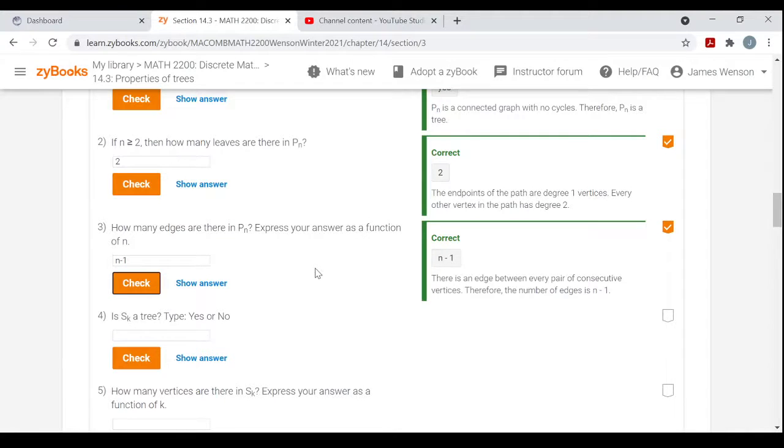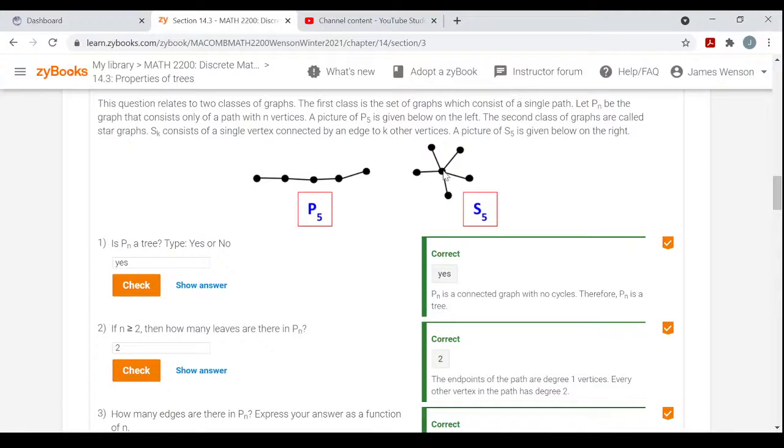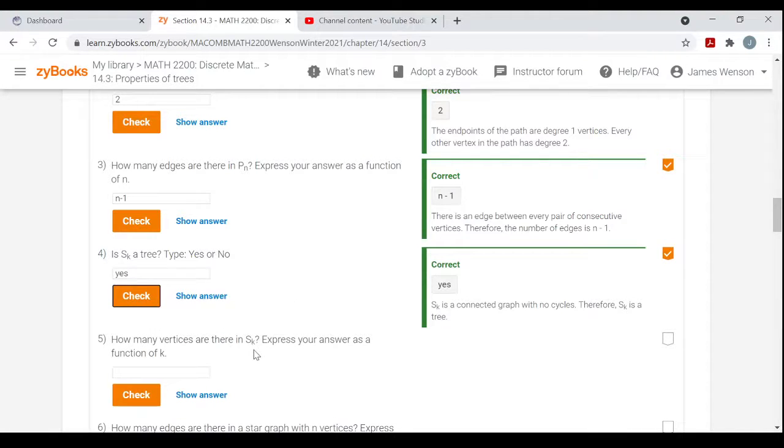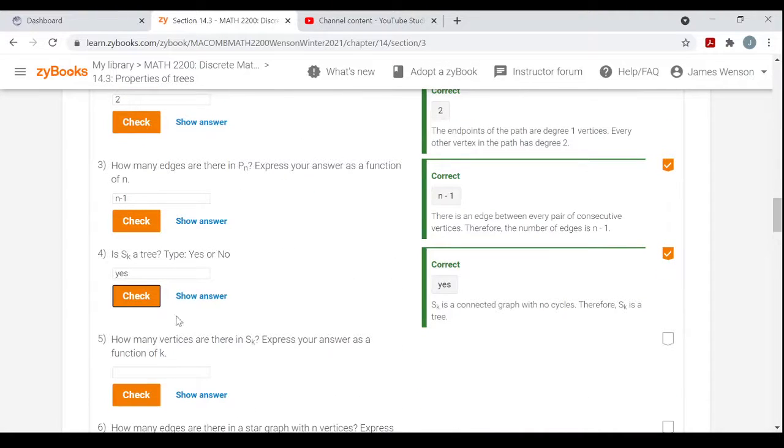Now let's look at these star graphs. Is S sub k, so again, that's a vertex with an edge going out to k other vertices, a tree? Well, let's look at S5. There's no cycles in here, so yeah, that would be considered a tree. How many vertices are in S sub k? Well, you see S5 here has 6 vertices. S6 would have 1 vertex with an edge to 6 other vertices, so it would have 7 vertices. In general, S sub k would have k plus 1 vertices. K plus 1.